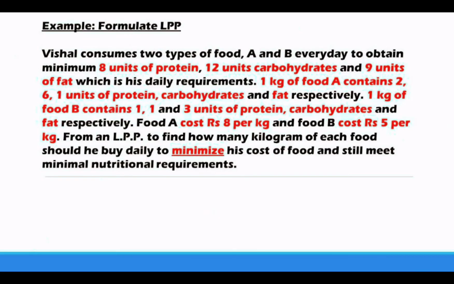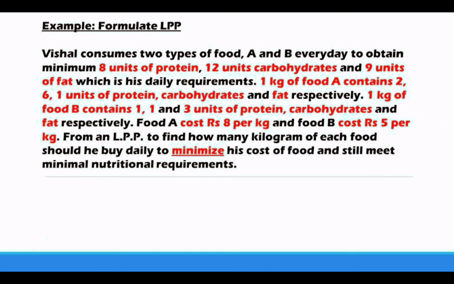Let's solve a linear programming problem where we have to formulate the LPP. To formulate an LPP, what do we need? We need to first identify the objective function and then identify the constraints. So this is a 4-marker problem, right? Let's see what the problem is. Vishal consumes 2 types of food, food A and food B, which requires a minimum of 8 units of protein, 12 units of carbs and 9 units of fat for his daily requirement.